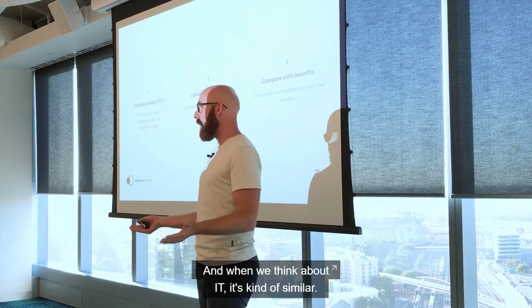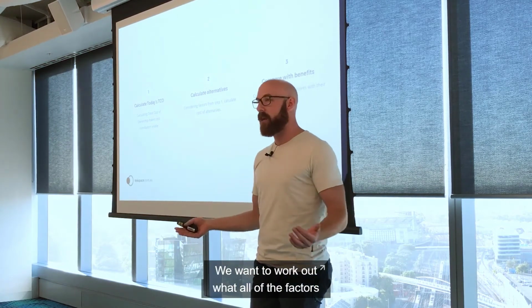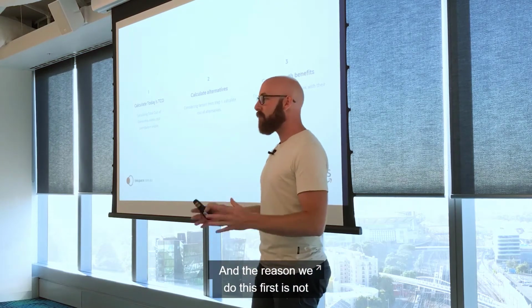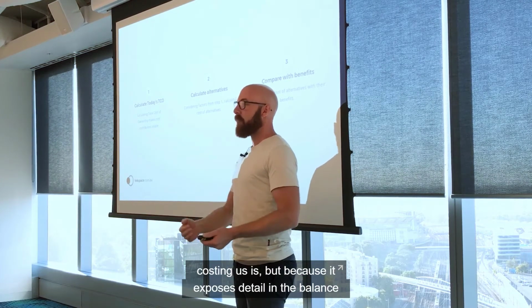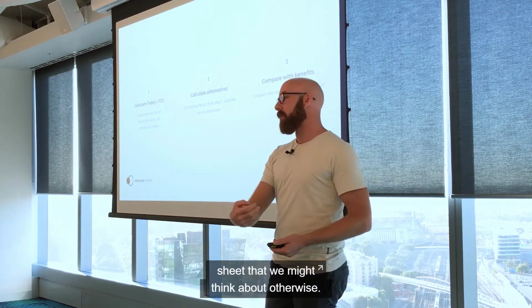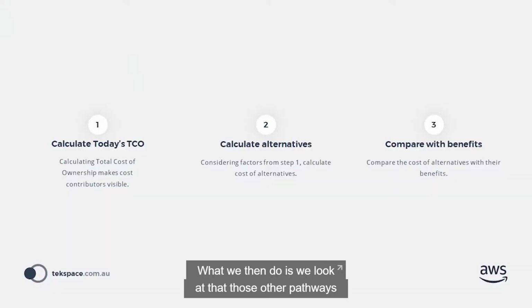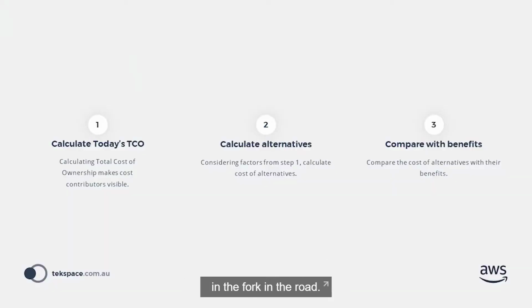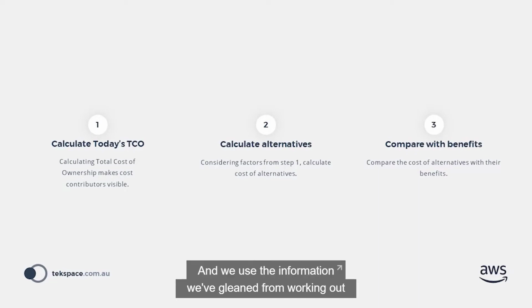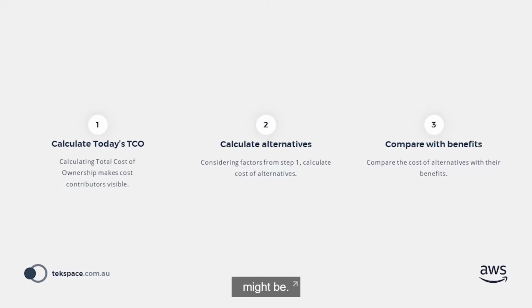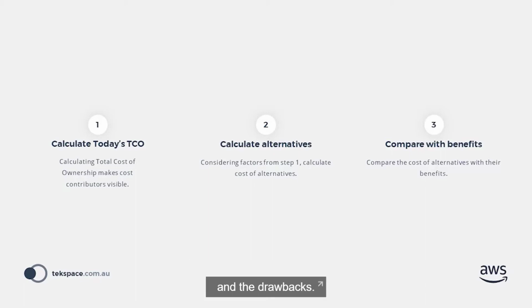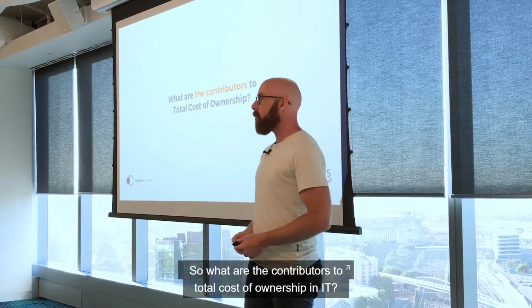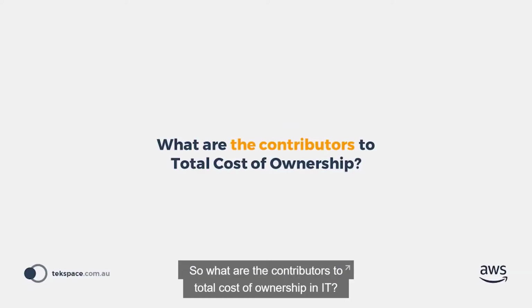And when we think about IT, it's kind of similar. We want to work out what all of the factors are that contribute to cost. And the reason we do this first is not only to work out a baseline of what today is actually costing us, but because it exposes detail in the balance sheet that we might not think about otherwise. What we then do is we look at those other pathways at the fork in the road, and we use the information we've gleaned from working out today's TCO to think about what the cost of those alternatives might be. And then we compare all of that information against the pros and cons of each option, the benefits and the drawbacks. So I guess, what are the contributors to total cost of ownership in IT?